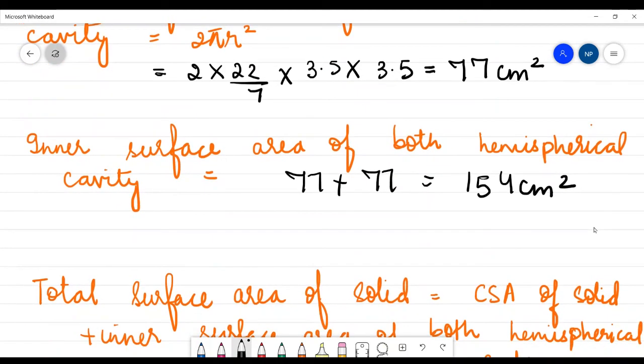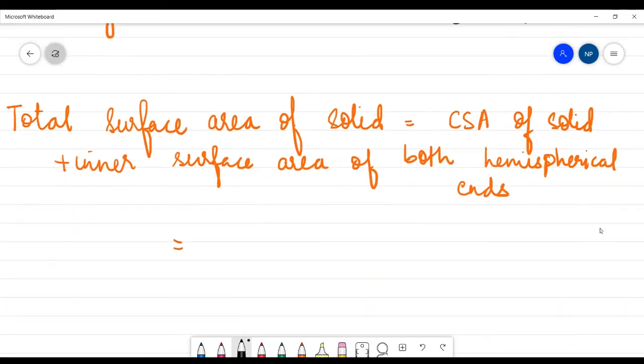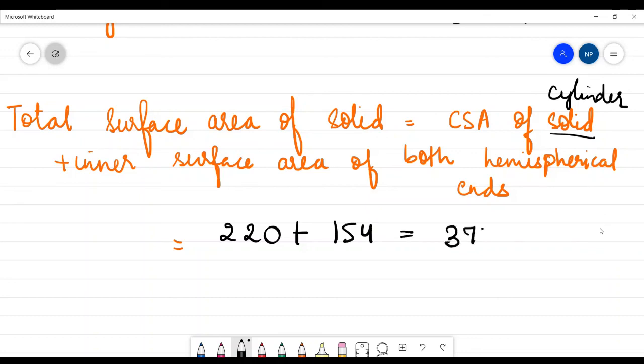So from here we will be able to calculate the total surface area of the solid, which is equal to the curved surface area of the solid, that means we are talking about the cylinder over here, and the inner surface area of both the hemispherical ends. So this will be 220 plus 154. You get the answer as 374 centimeter square.